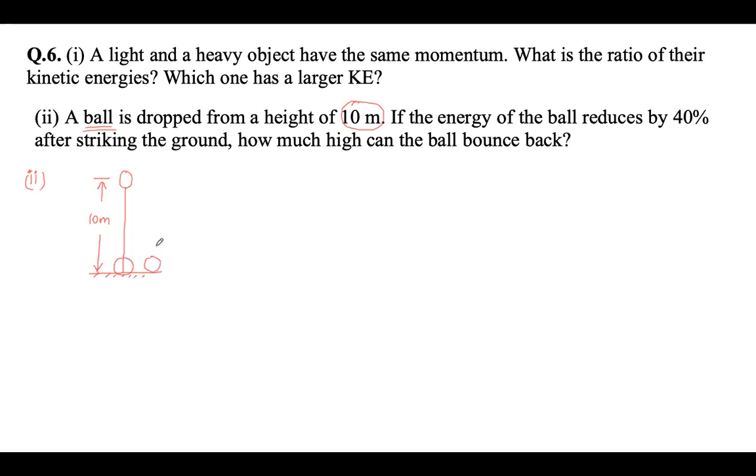and then it bounces back and goes up to a height. It will not go up to the full height. Why? Because 40% of the energy has been lost. जब ये ground से टकराएगा तो 40% of the energy has been lost in that collision. So it will not go up to the complete height. Let's say it goes up to a height h. Okay.